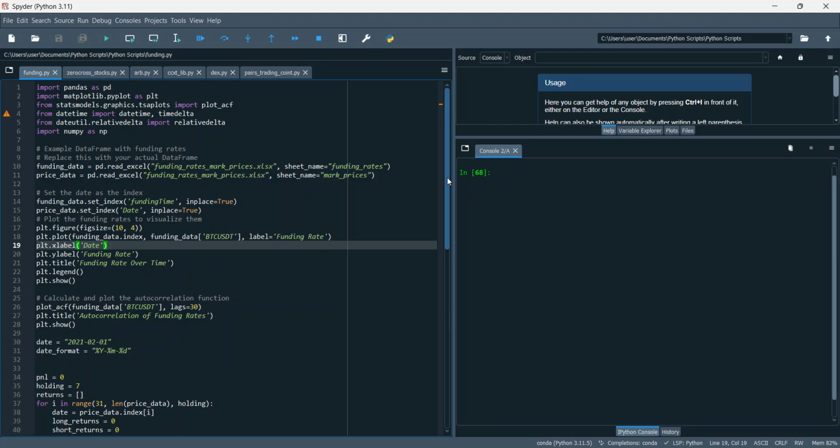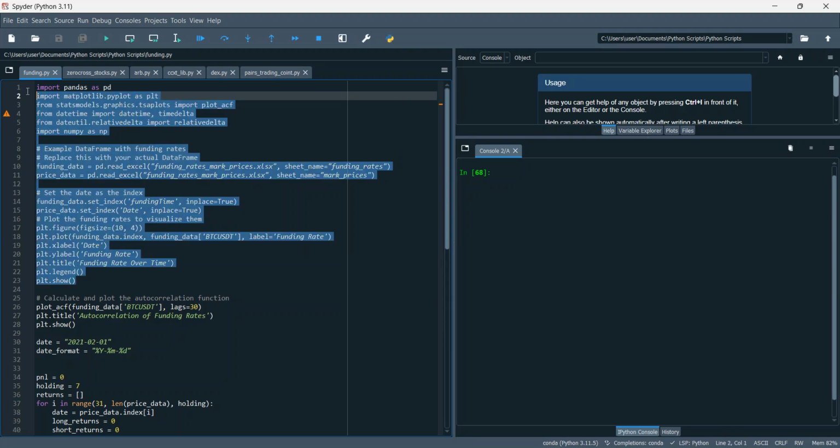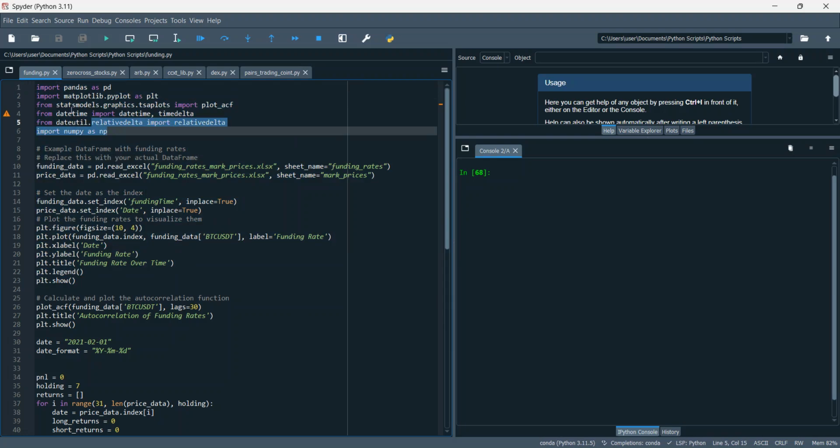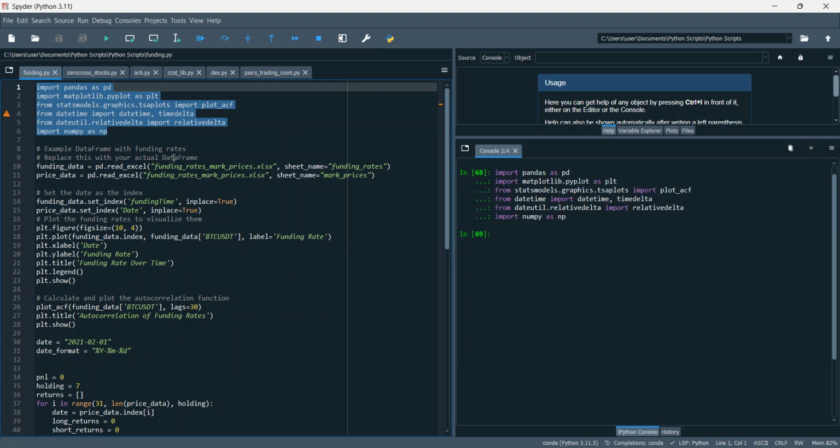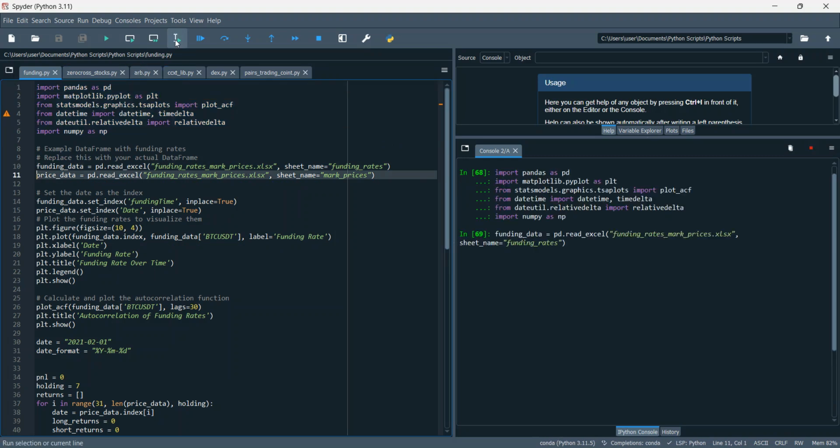So there are actually many trading strategies built around funding rates. Let's get funding rate data from Binance, the largest centralized exchange, and visualize some data, and also see if we can build anything meaningful. First, we import libraries. Then we fetch funding data. It's in the Excel file on my device.